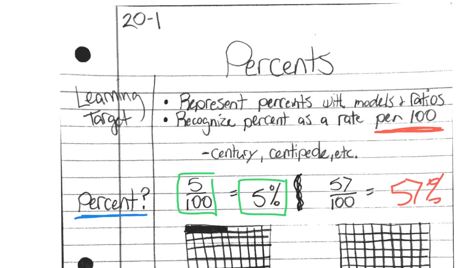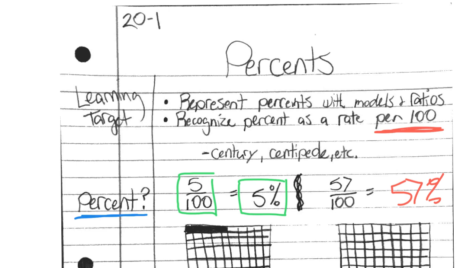So we have to be able to look at the fraction or the ratio and write it as a percent. And it only works if the bottom number is 100 because percent is always per 100. And we'll take a look here in a minute at ones that aren't per 100 and how we change them.